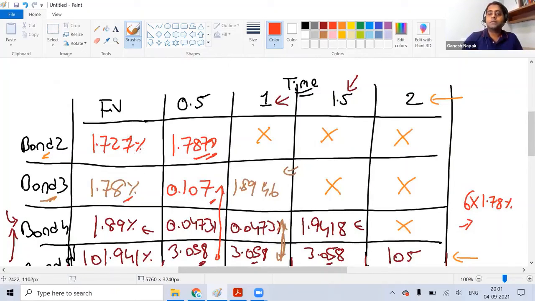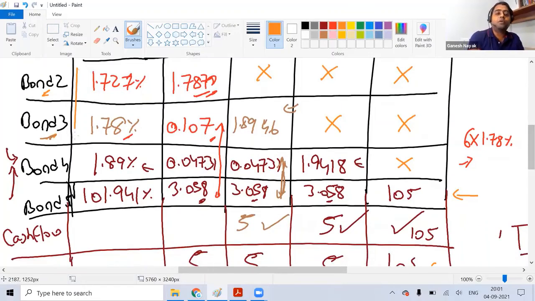this is the answer. So yes, I hope everybody is able to get the calculation. And I'll just summarize. This column tells me how much of each individual bond you need. The second bond, you only need 1.72%. The third bond, you need only 1.78%. The fourth bond, 1.89%. When you take these bonds in these percentages, you will be able to exactly match the cash flow of the original bond one. And hence you are able to create a replicating portfolio.